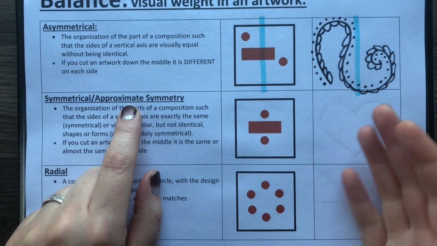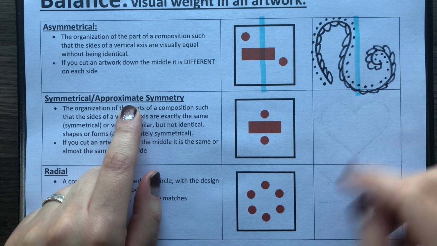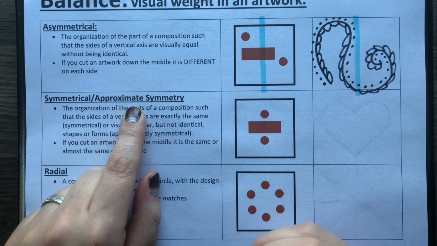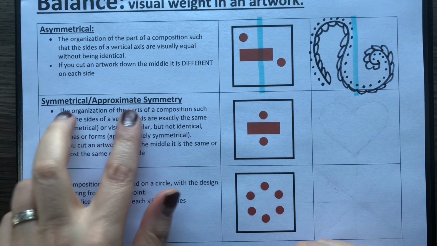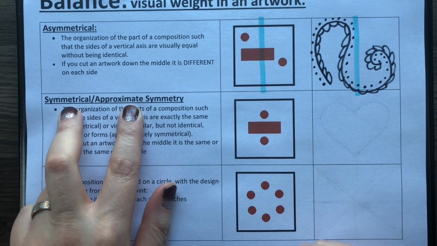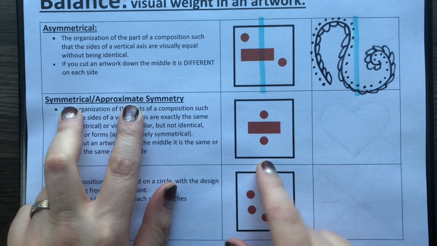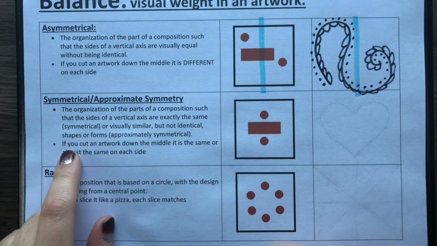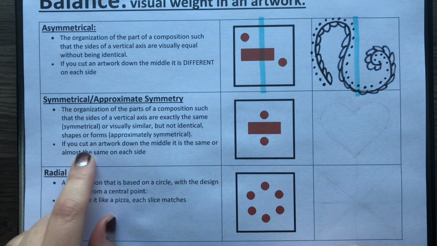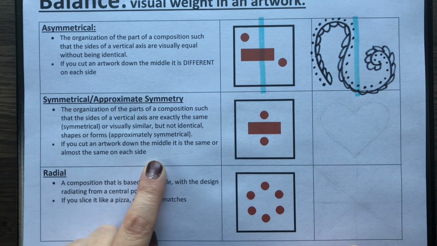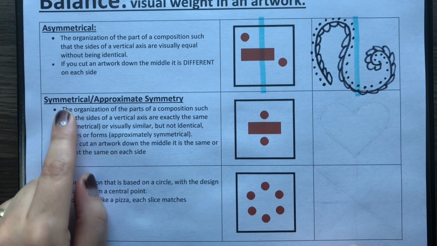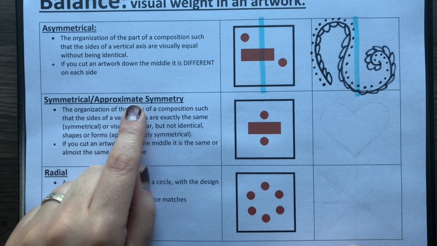Most humans are not perfect. So when we try to draw something, we can make it look really close to being symmetrical, but when we draw, we usually make it approximately symmetrical. These are very related because they're both supposed to be, basically, the same on both sides if you cut it down the middle. So in simpler terms, if you cut an artwork down the middle, it is the same or almost the same on each side. It's the same if it's symmetrical, and almost the same if it's approximately symmetrical.